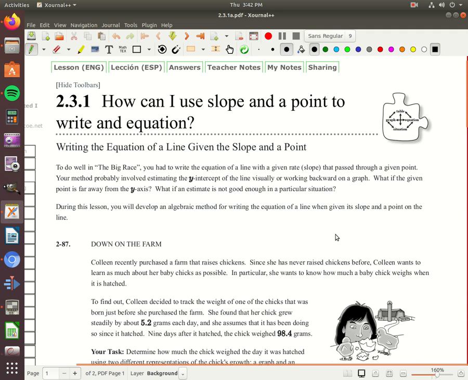If I'm not mistaken, this is a pretty important lesson that gets used quite a bit throughout the year. So hopefully we get this. So how can I use slope and a point to write an equation? Writing the equation of a line given the slope and a point.